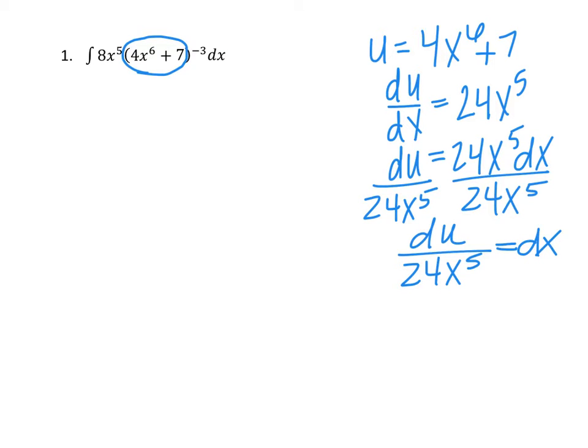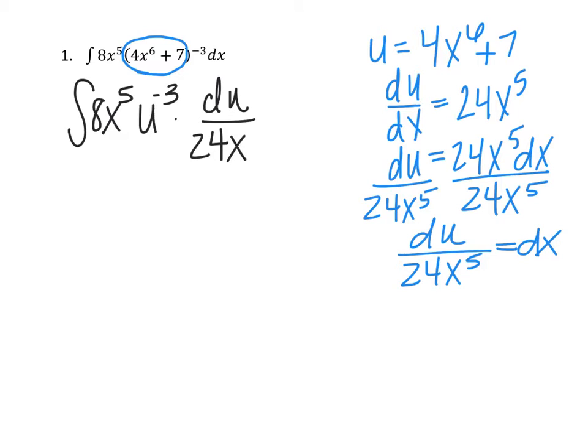All right, now I'm going to go back to my original problem and I'm going to substitute things in. So let's see, we have the integral. We have this 8x to the 5th hanging out there. Inside of that parentheses, I said that was going to be u, so that's going to be u to the negative 3rd power. And then dx I'm replacing with du over 24x to the 5th. Now notice I haven't done any integration here. I've just simply done some substitution.